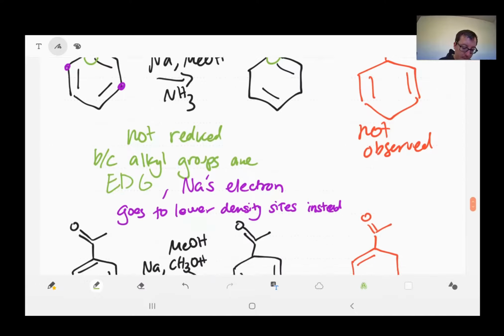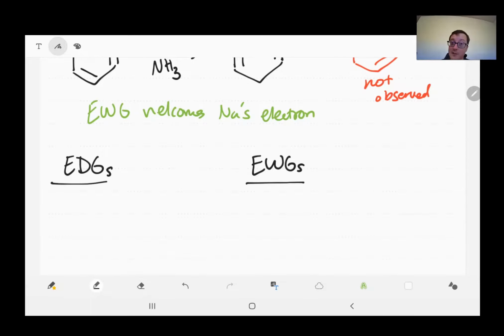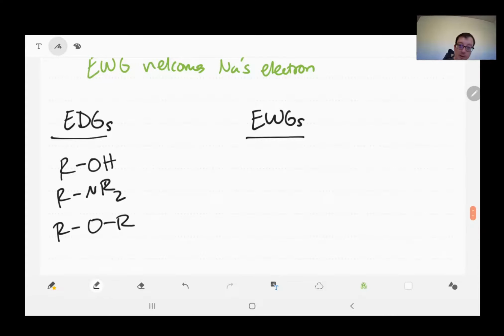So because it's going to be important for us, I'm going to just quickly go over some electron withdrawing groups and donating groups. So that would be a good idea for us to review, perhaps. So alcohols, amines, ethers, these are all electron donating groups. So these will push electron density onto something nearby them because they can resonate towards it.